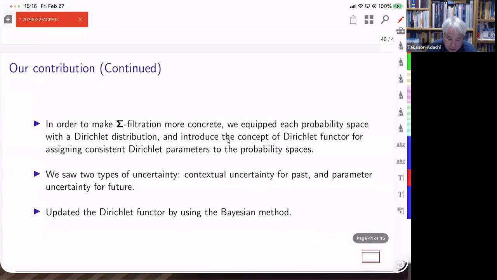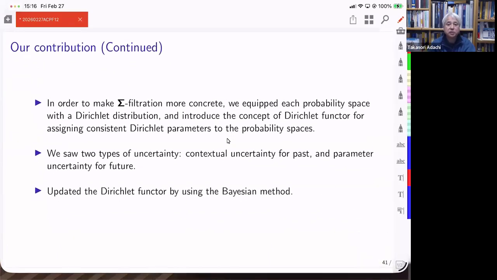And in order to make sigma filtrations more concrete, we equipped each probability space with a Dirichlet distribution and introduced the concept of the Dirichlet functor for assigning consistent Dirichlet parameters to the probability spaces. We also saw two types of uncertainty in this model: contextual uncertainty of the past and parameter uncertainty for the future. We updated the Dirichlet functor by using the Bayesian method. It may relate to some financial concepts.